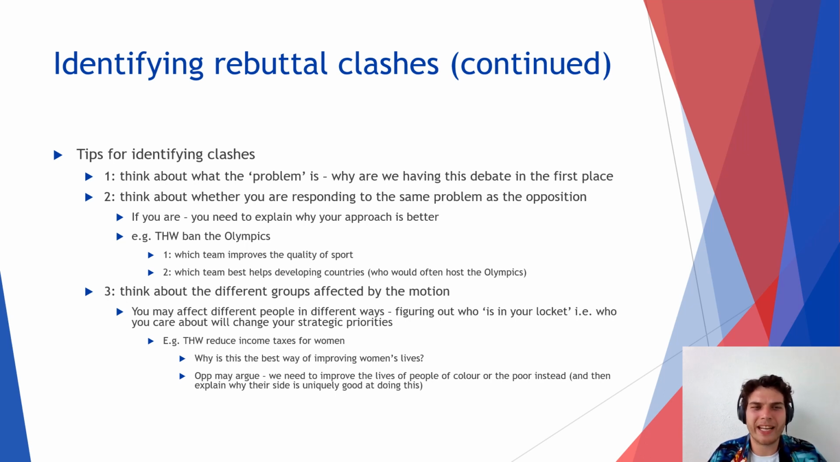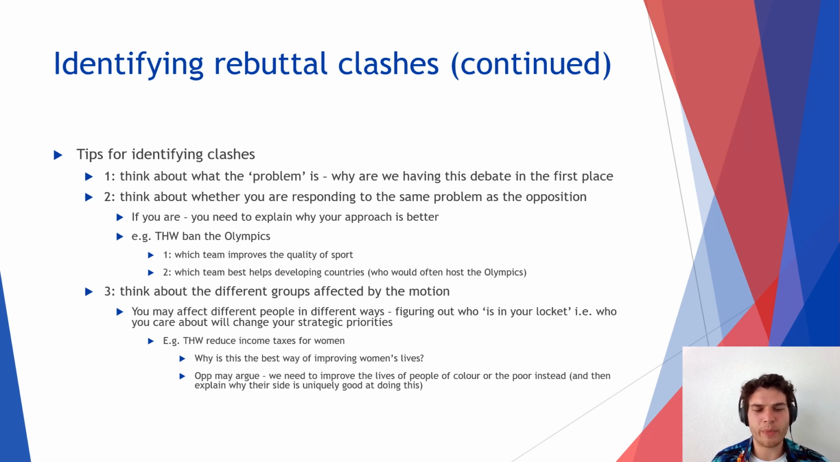So here's some tips for identifying these elusive clashes. The first tip I give is to think about what the problem is. Why has this motion been set in the first place? Why are we having this debate? That will get you to identify, secondly, whether you're responding to the same problem. Do both teams think that this is an important issue to solve, or are you trying to explain why it's important in the first place?